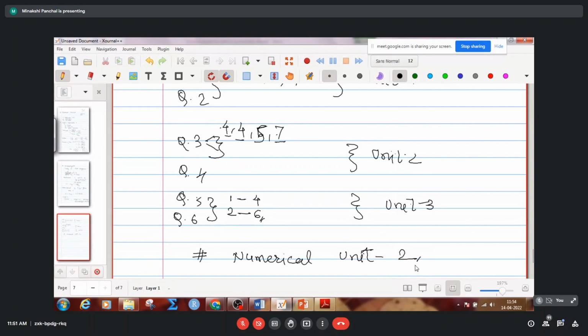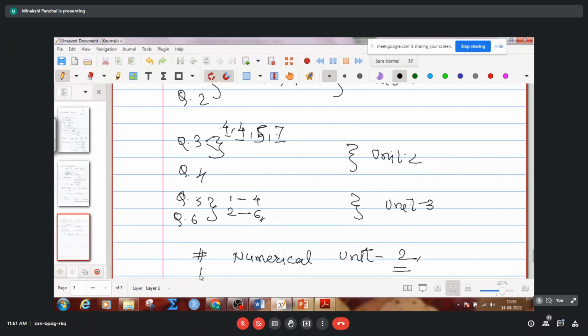Unit 2: weight initialization, hetero associative and Hopfield network, back propagation. I will share the problems. One back propagation problem I had shared by mistake under unit 1. That problem is of unit 2 only. Back propagation will be a 7 mark question, okay? That is under unit 2. And all the other numerical problems I will share today.